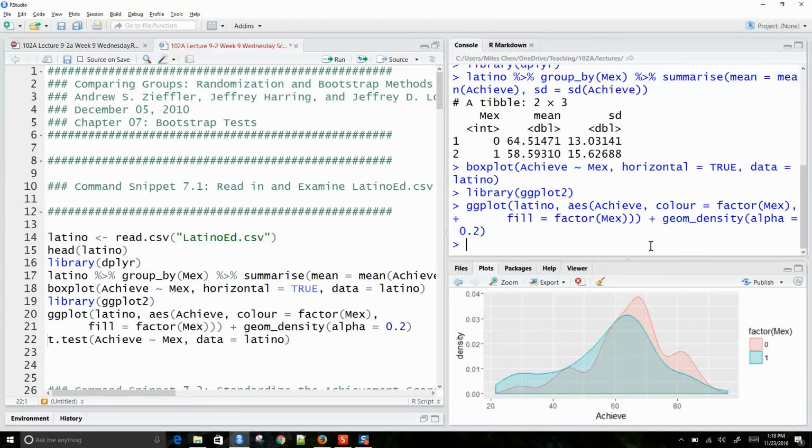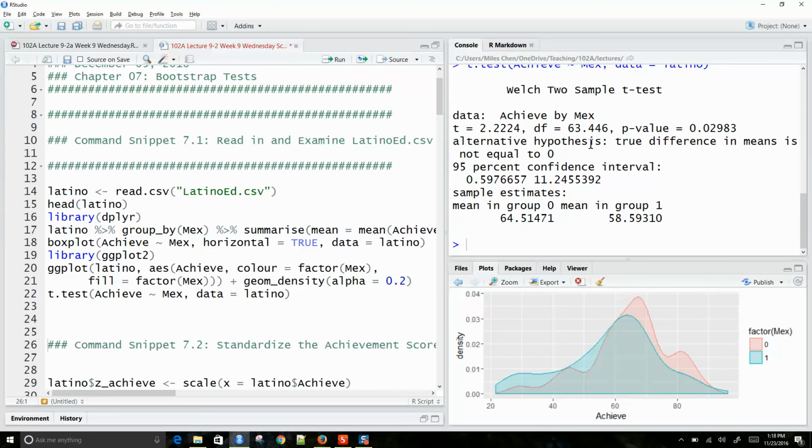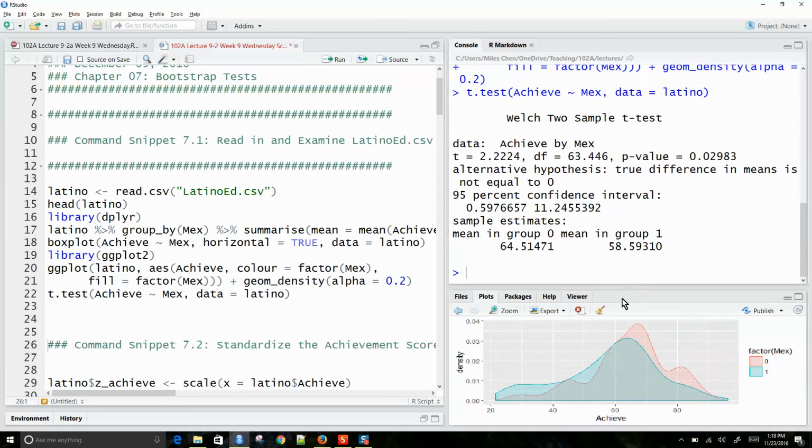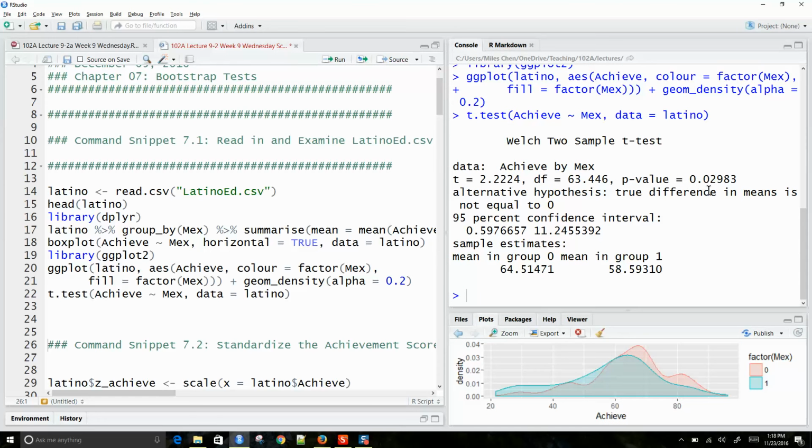So if we were to use a traditional analysis method to compare the mean education achievement levels from our data set, we could just do a plain old t-test from back in the day, right? So we would do a t-test, looking at achievement as explained by whether someone is from Mexico or not, and our data is coming from the Latino data set. Okay, so this is what a plain old t-test spits out. It says this is your p-value, and these were our group means and things like that.